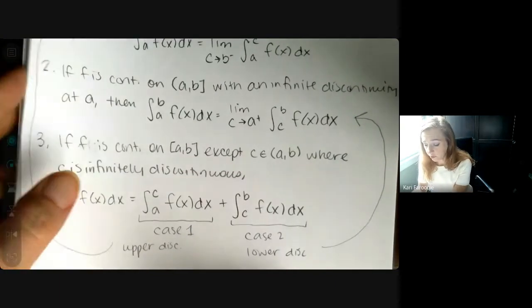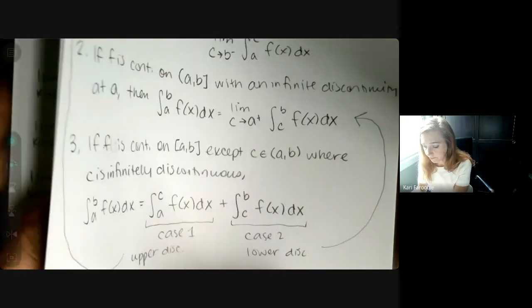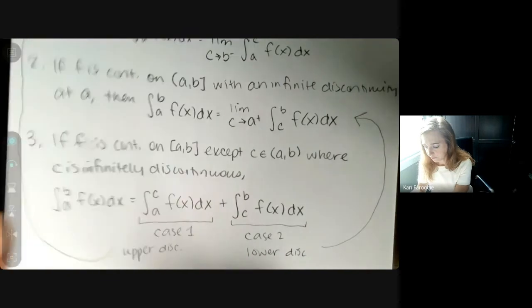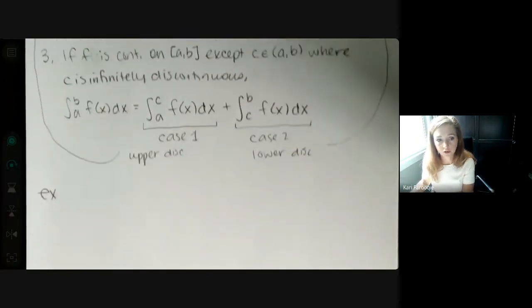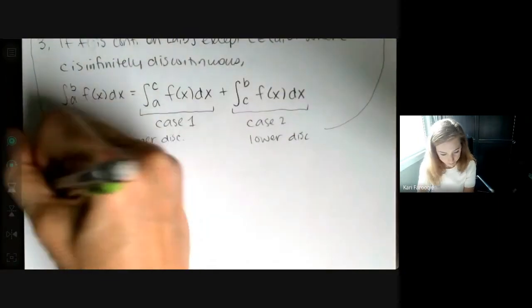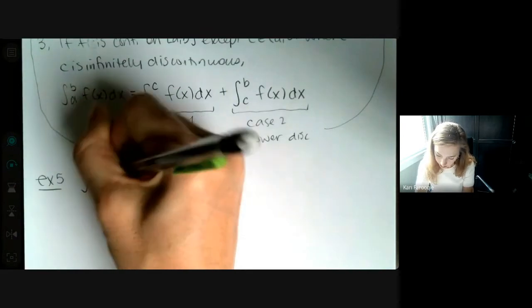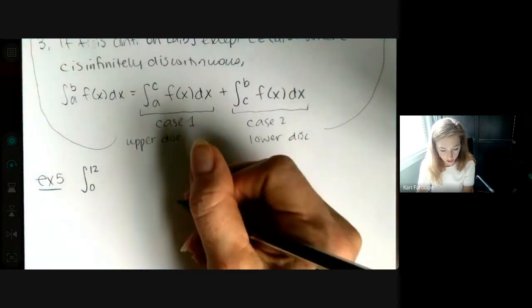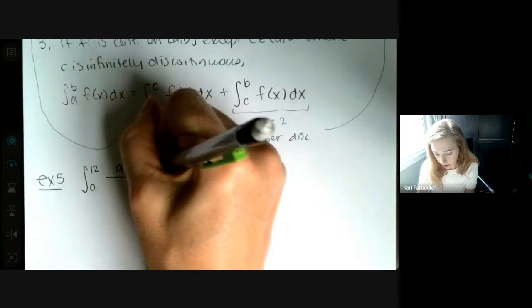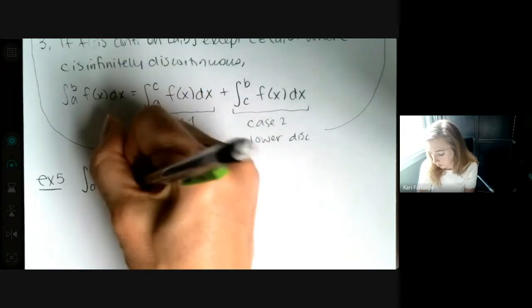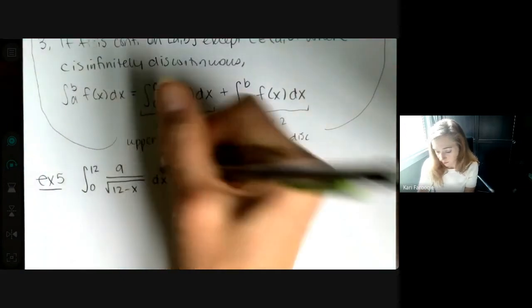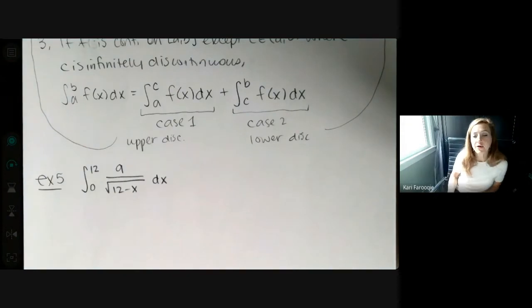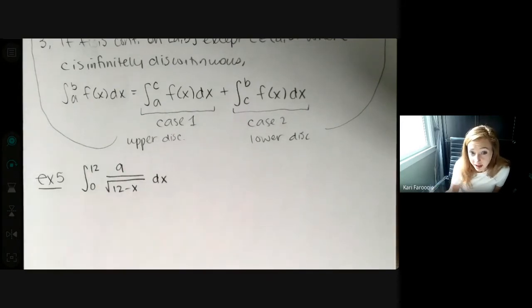I think it's example 5. Okay, example 5. We're going to take the integral from 0 to 12 of 9 divided by the square root of 12 minus x dx. Okay, now these are tricky, not because the process for finding the integral is tricky, but because it doesn't look that weird to you.